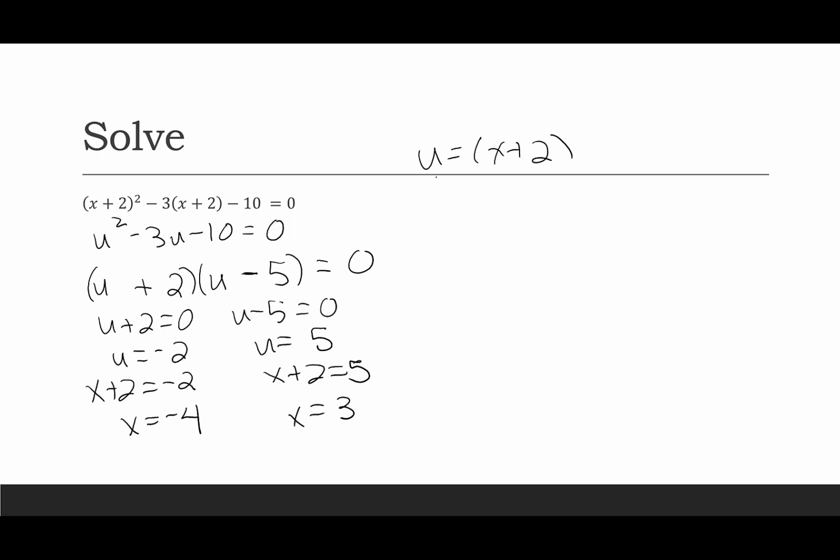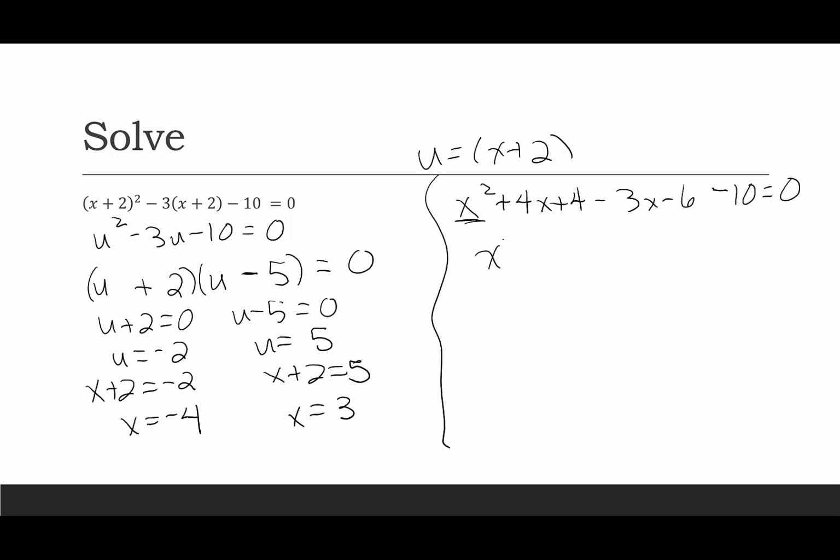The alternative this time would be to expand to say x plus 2 squared is x squared plus 4x plus 4. Distribute the negative 3. I have negative 3x minus 6, and then subtract 10. So I could do this if I wanted to, right? Nobody's saying you have to use the substitution. It's a choice, and hopefully you see maybe a shortcut.